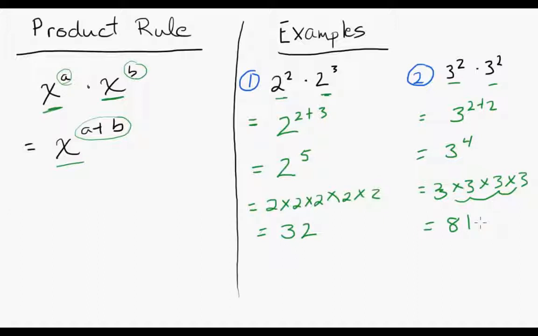So there's a couple of simple examples using the product rule. If you just remember the generic form of the product rule, you should never make a mistake with these. It really is just simple addition and then expanding it with the exponent to solve for the final answer.